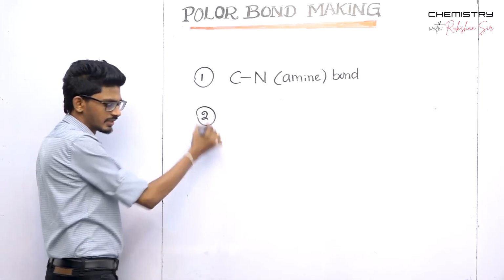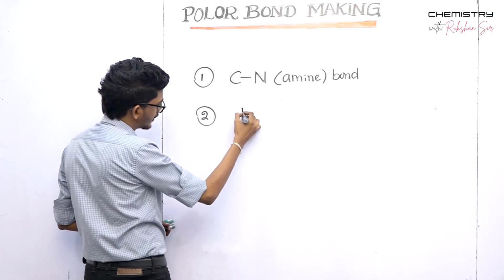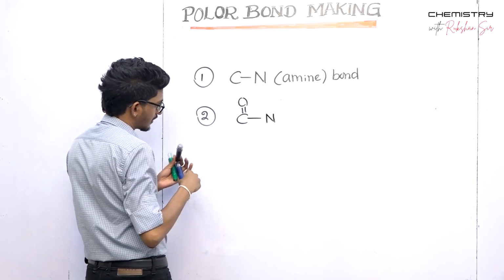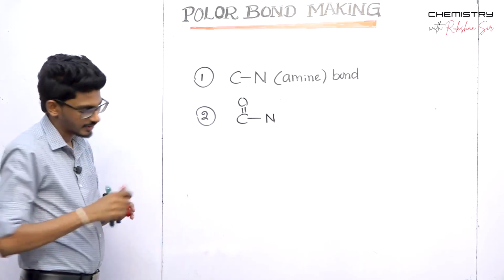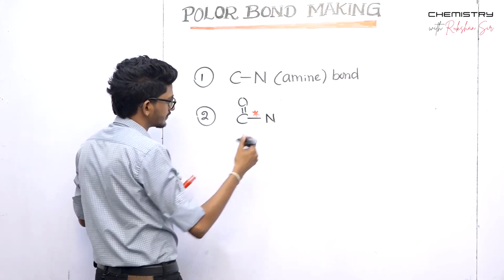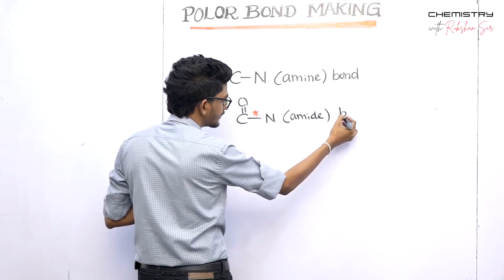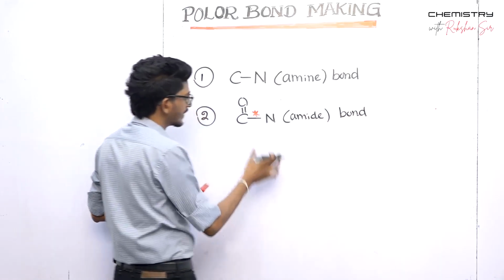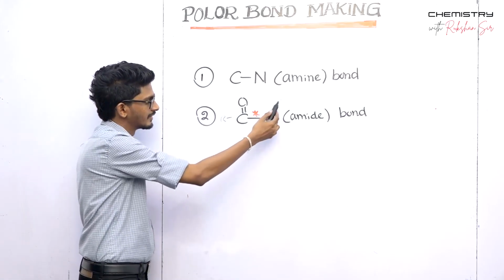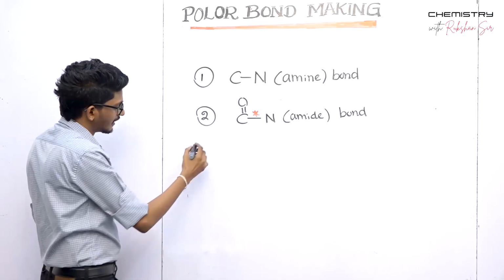Then we'll discuss forming the carbon nitrogen bond, this one. This is referred to as the amide bond. These are amides, no? We know the stuff, no? R, C, O, N, the stuff. Amides, no? So, amide bond.